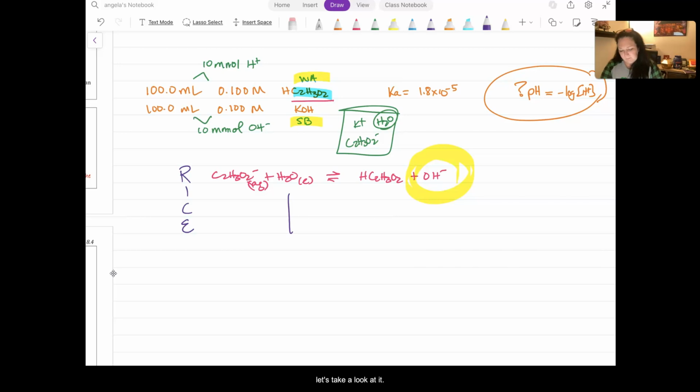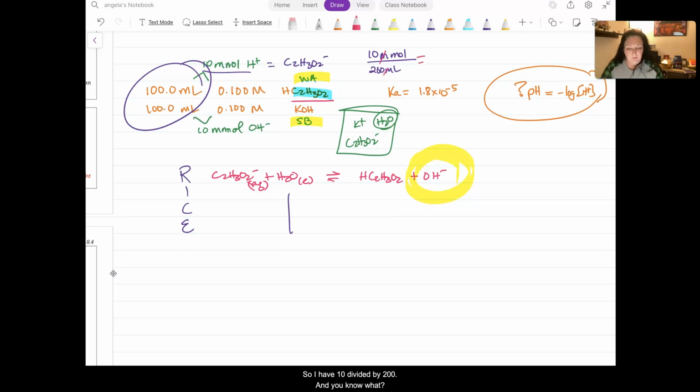Okay, well, let's take a look at it. I have 10 millimoles of H plus. That means I also have 10 millimoles of acetate. So this is moles. I don't want moles. I want concentration. So it's going to be 10 millimoles divided by my new volume, which is 200 milliliters. And the millis cancel out. So I have 10 divided by 200. And you know what? This for those of us that don't like math, 10 divided by 200 is 0.05.